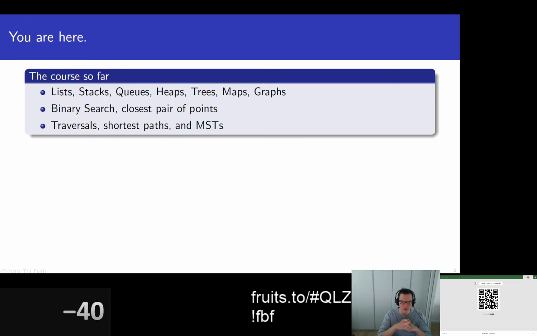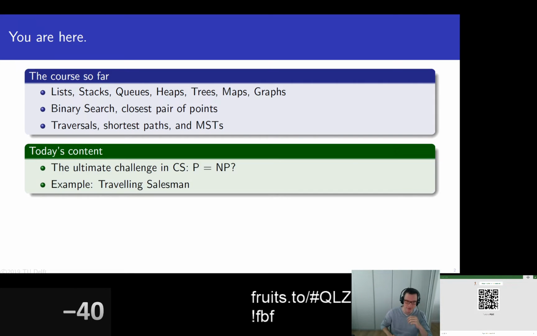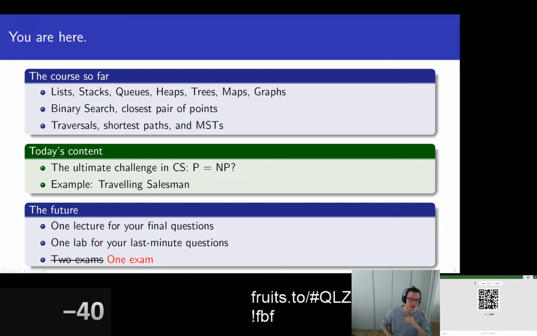In this course, I've already taught you quite a lot, or at least I hope I did. Lists, stacks, queues, heaps, trees, maps, and graphs, a bunch of algorithms, a bunch of graph algorithms, and today, finally, we get to talk about that ultimate challenge in computer science of P equaling NP. And that's it in terms of lectures.